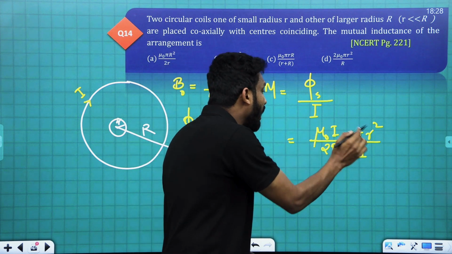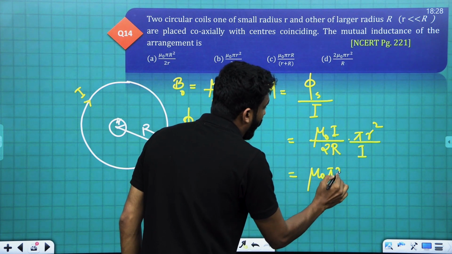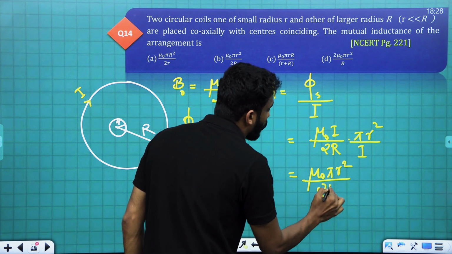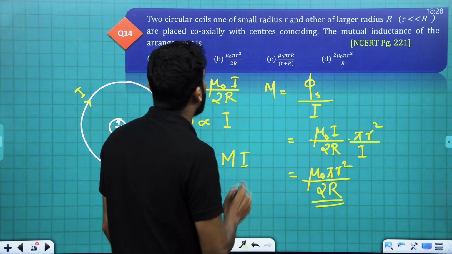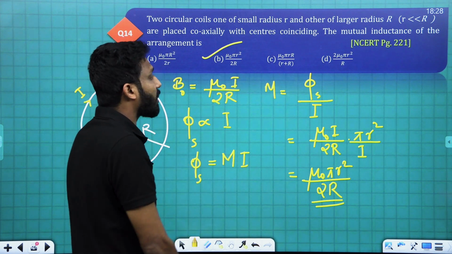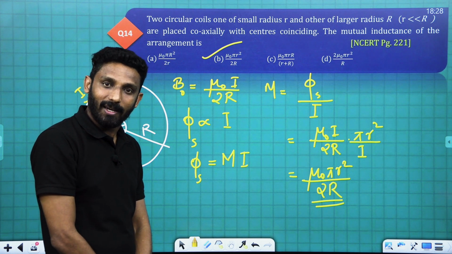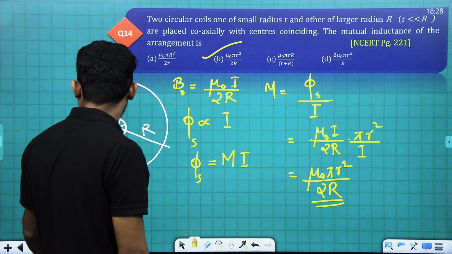The I is cancelled. Clear. We get mu 0 pi r square divided by twice of the outer radius. Mu 0 pi r square divided by twice of the outer radius. That is option B, the correct answer. Understood clearly? Okay, the next one.